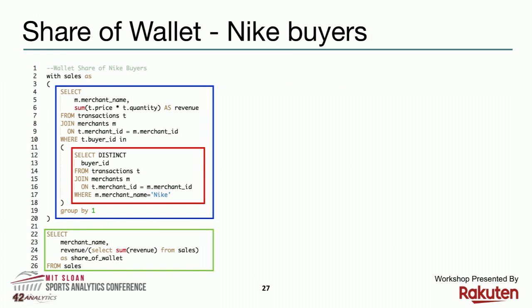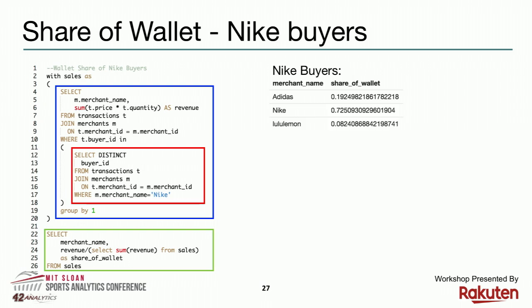So our final query is: select merchant name. We want to look at the revenue, so that's the sum of revenue for each merchant. Then we want to divide it by another subquery, which is going to select the sum of revenue, aggregating all those merchants from the sales table. If we run that for Nike buyers, we can see they're spending about 73% of their dollars just at Nike. So not a lot of leakage to other competitors.